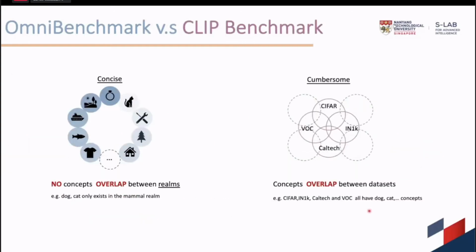Then, compared with the Click Benchmark, OmniBenchmark is concise. OmniBenchmark includes 21 different semantic rings. Concepts do not overlap across the rings. For example, only the mammal ring has the bird concept. Other rings don't have the bird concept. In contrast, all these four datasets have a class with the concept name bird.